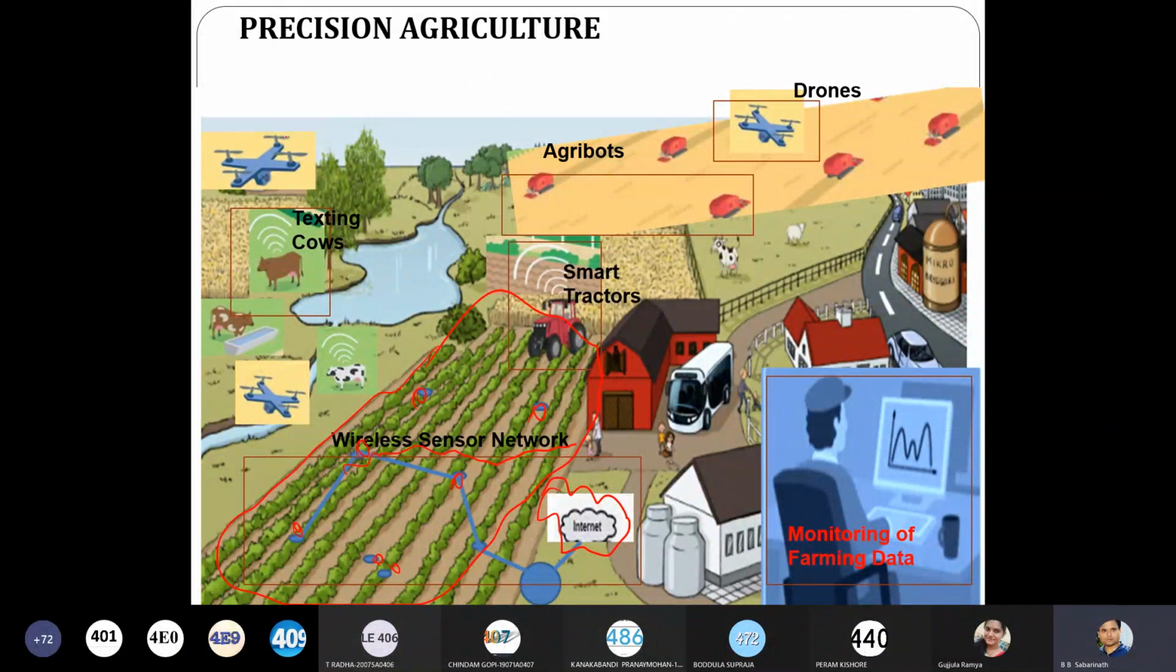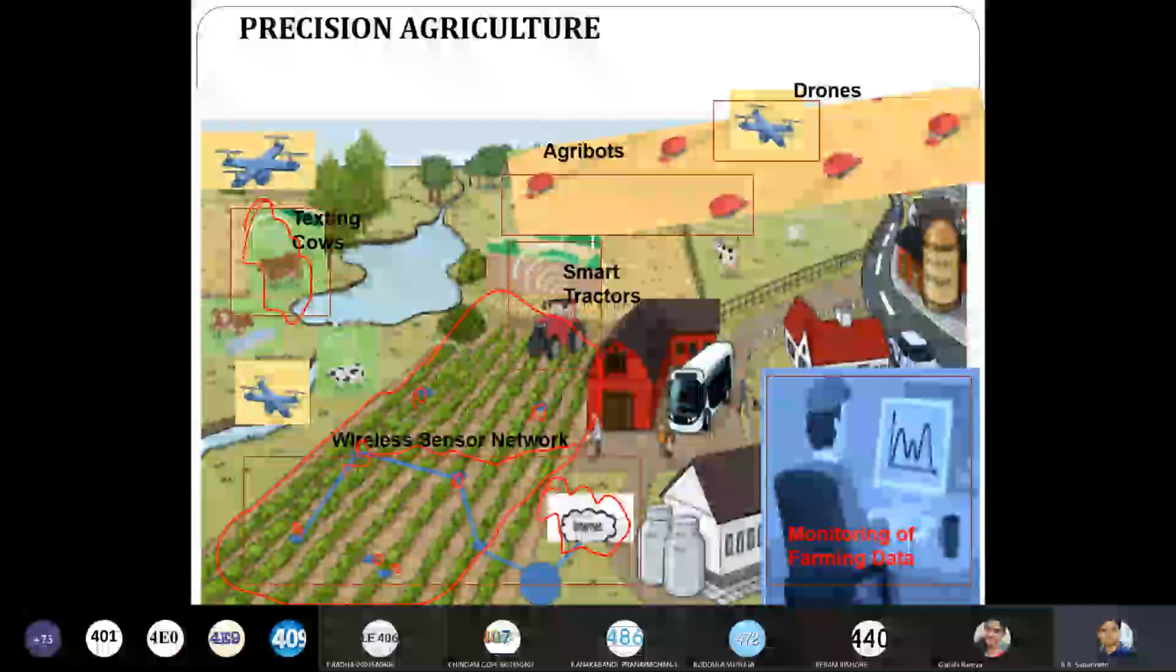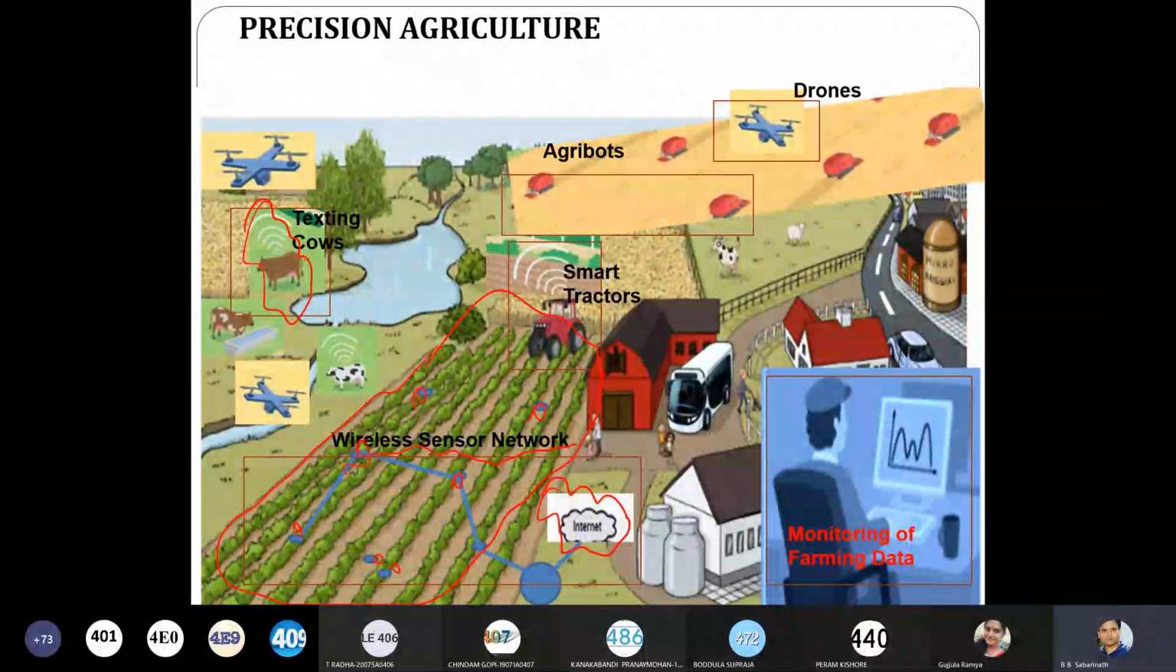Like that you can have cows. You can have a network of cows. Suppose any cow has ill health and you don't know, you'll not be monitoring, right? Maybe they die because of some ill health. If they could get proper treatment, they would have survived. Or if any cow is pregnant, you can give her proper treatment. In such a scenario, you can have a network of cows.